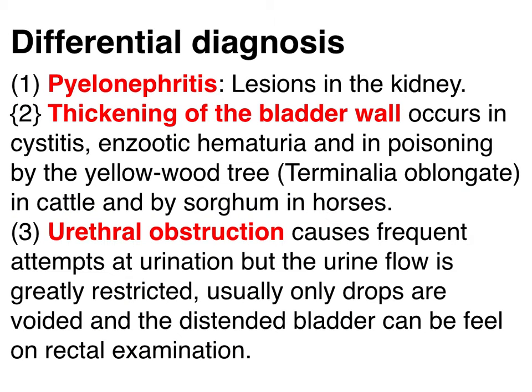أما بالنسبة للتشخيص التفريقي، فأول مرض نميزه عن السيستايتس هو البايلونيفرايتس lesion in the kidney. Thickening of the bladder wall occurs in cystitis, exotic hematuria, and in poisoning by the yellow wood tree Terminalia oblongata in cattle and by sorghum in horses. Urethral obstruction causes frequent attempts at urination, but the urine flow is regularly restricted. Usually only drops are voided and the distended bladder can be felt on rectal examination.